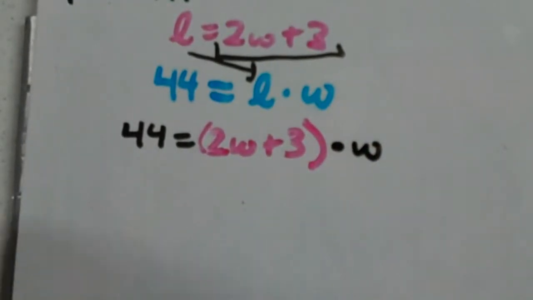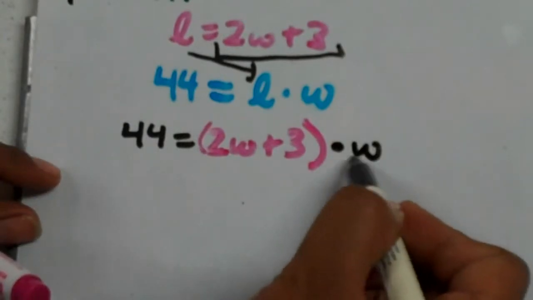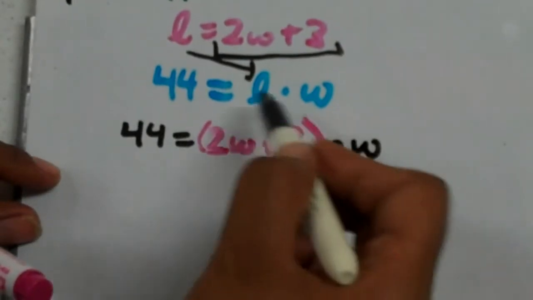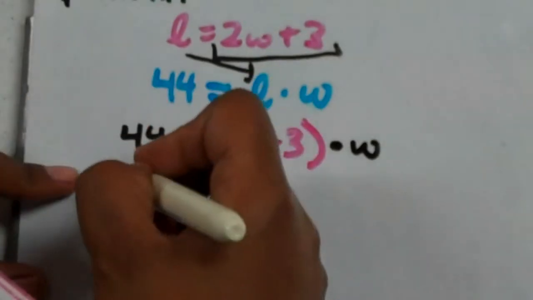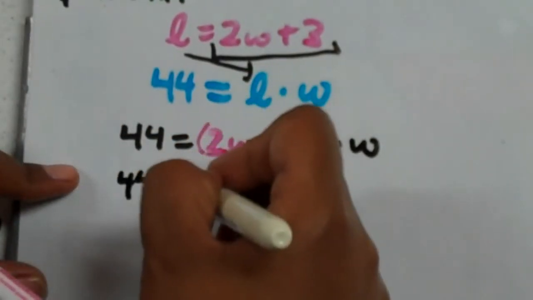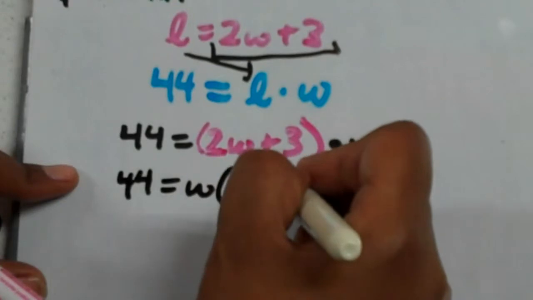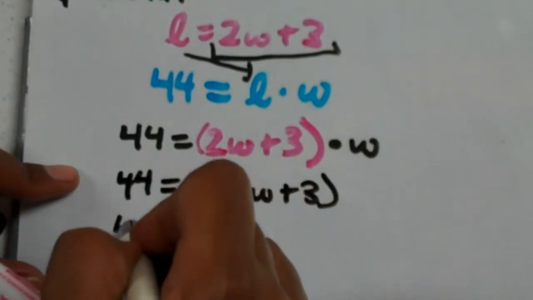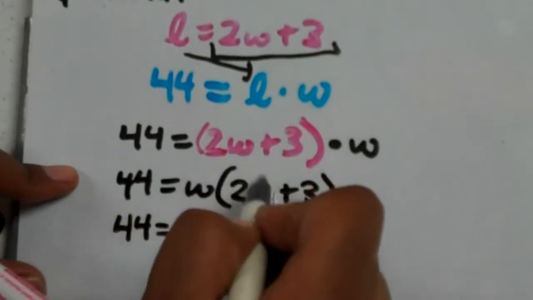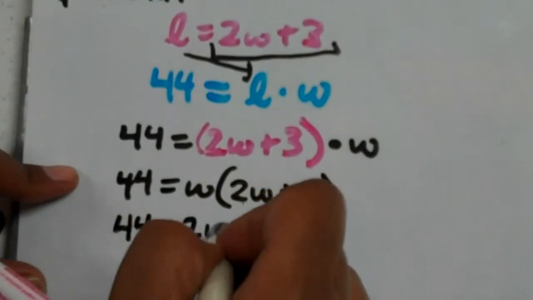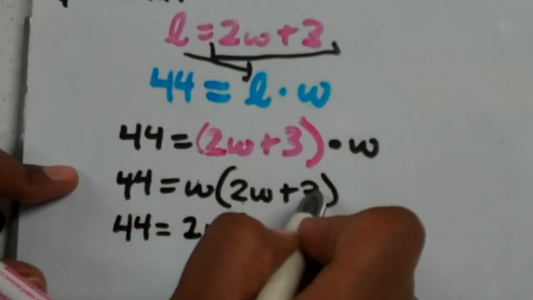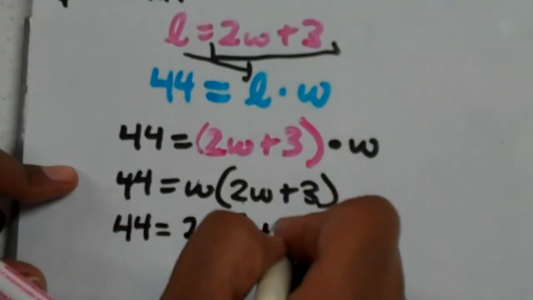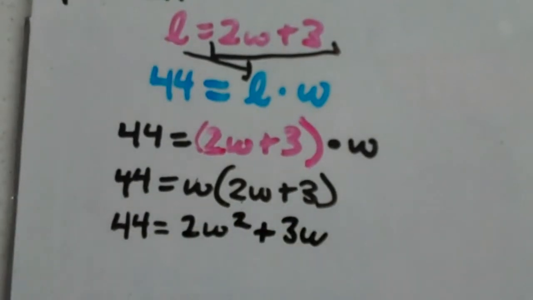So I'm going to switch things around using the commutative property because I just want to be able to distribute this W in front of there. So I'm going to rewrite it as 44 is equal to W times 2W plus 3, and I'm going to distribute the W now. So I have 44 is equal to W times 2W, which is 2W squared, and W times positive 3 is plus 3W. Now this is looking close to something that we can solve.